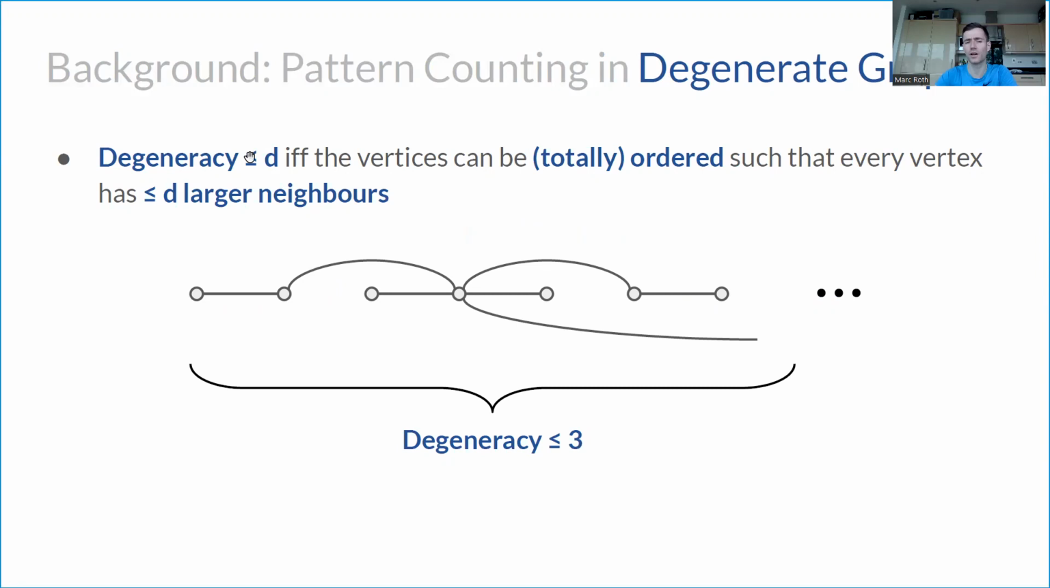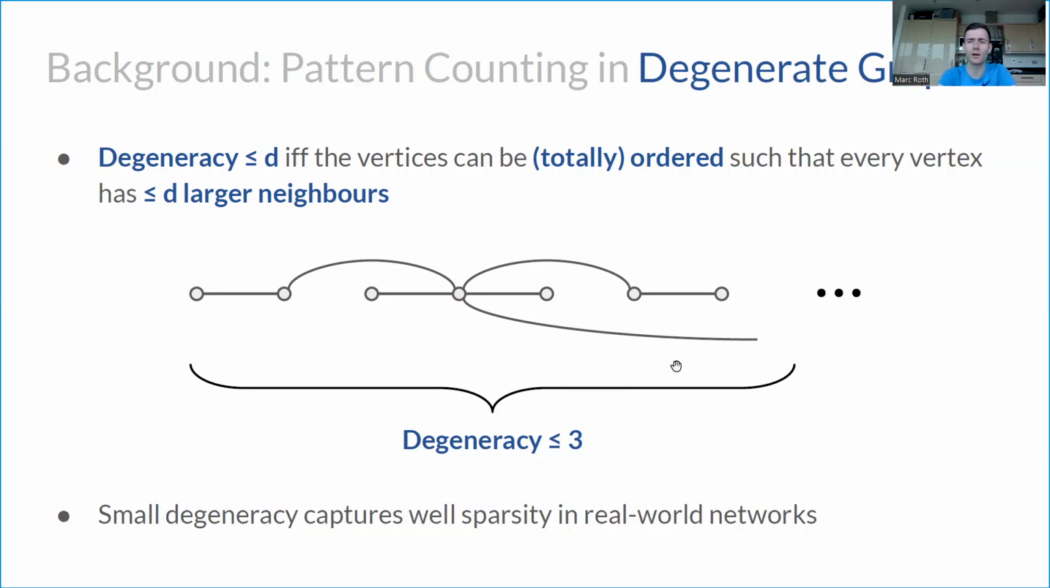We say that a graph has degeneracy at most D if it can be totally ordered such that every vertex has at most D neighbors that come later in the ordering. Equivalently, this means that the graph has an orientation such that every vertex has outdegree at most D. So this graph here, for example, has degeneracy at most 3. And when I said orientation, I actually mean acyclic orientation, of course. And very roughly, having small degeneracy generalizes having small degree. And in contrast to small degree, this notion actually captures sparsity in real-world networks often quite well.